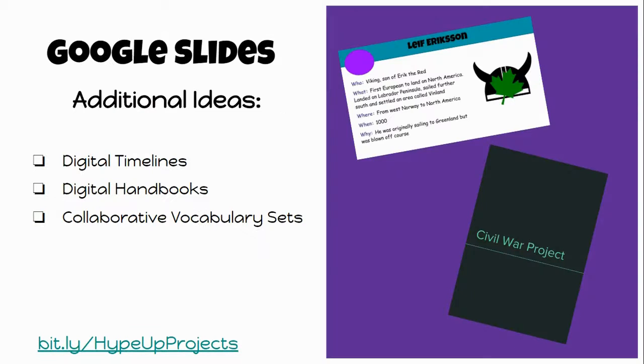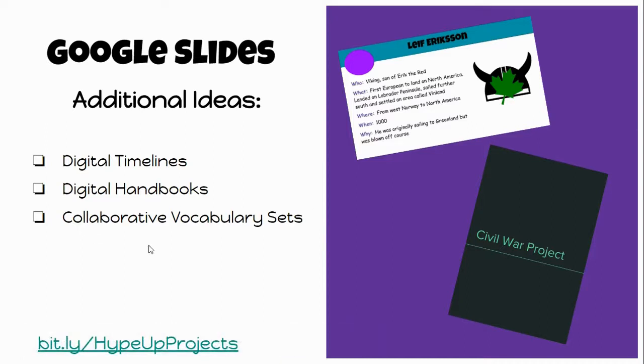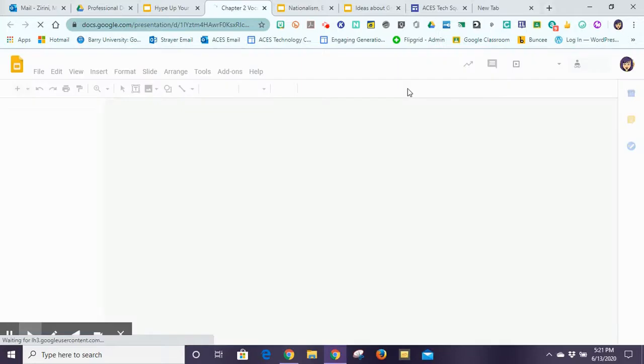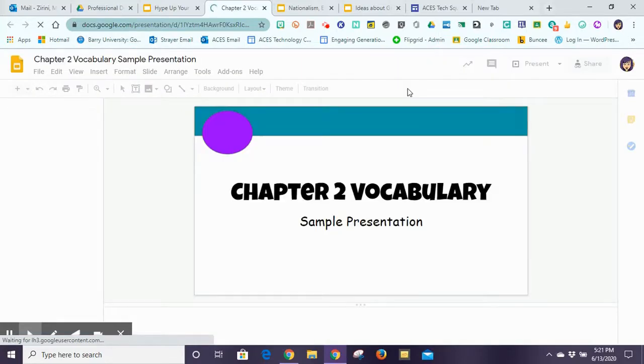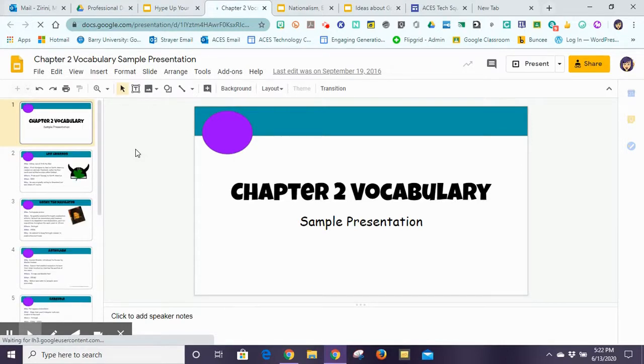Something else that you can do with Google Slides, you can create digital timelines, digital handbooks. They can be collaborative vocabulary sets. If you have vocabulary for chapters or units, have a slides presentation that you share with a number of students, and then together they create the vocabulary sets to study from. So here I have some examples of these vocabulary sets for our chapters. We would have vocab terms. The students would come together. You have like 4 students to a group, and they would work on this slide presentation together.